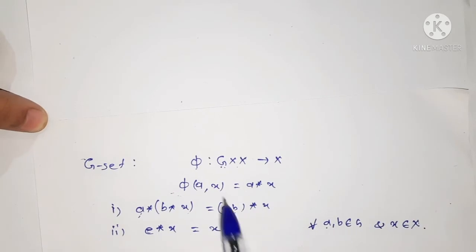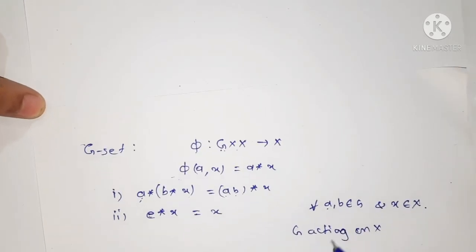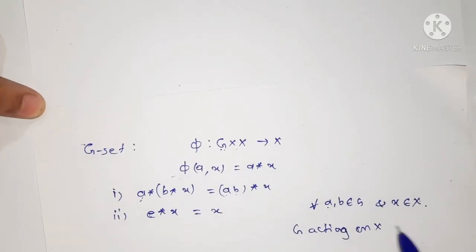Then we can say that G is acting on X, and this X with this operation is called a G-set, that is, X is a G-set.